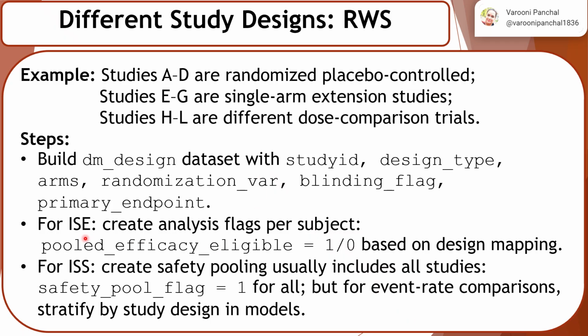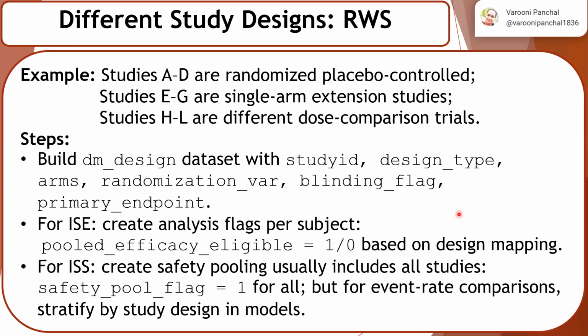Then for ISE you can create analysis flags per subject. So say the pooled efficacy eligible flag, 1 if it is eligible, 0 if it is not eligible. Now this again depends on the design mapping. So whatever the design of the study is, based on that you can do the respective mapping, also based on the primary endpoint, right?